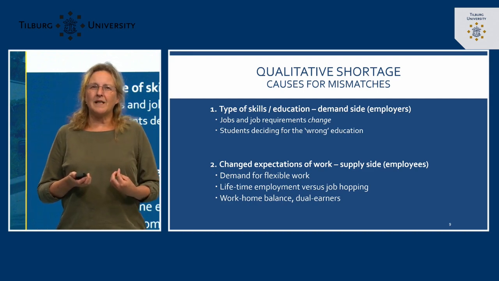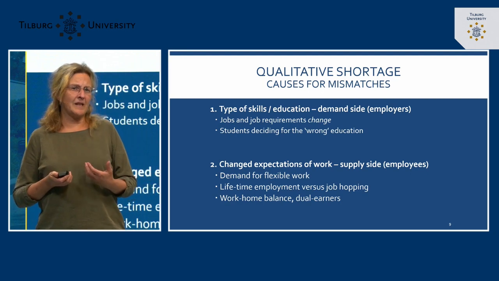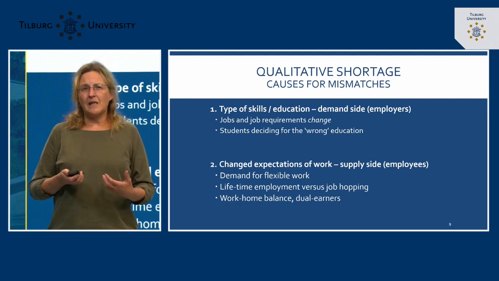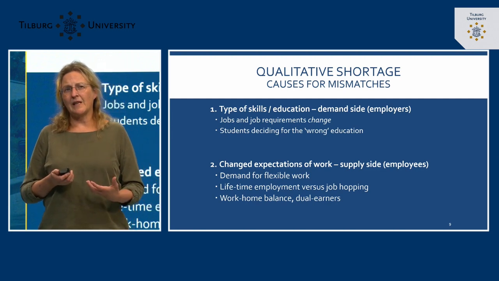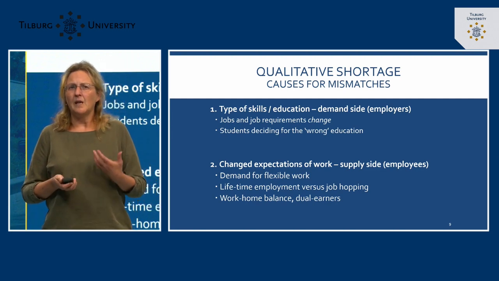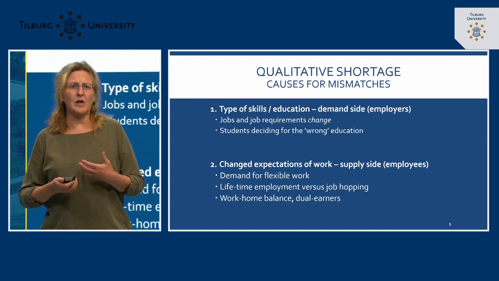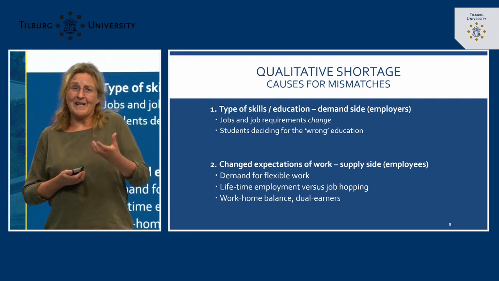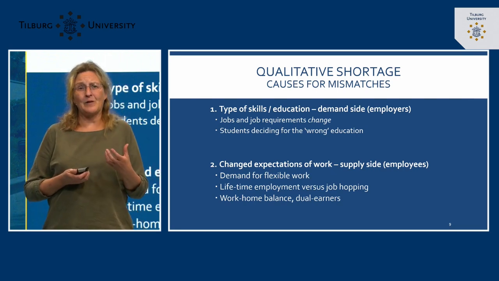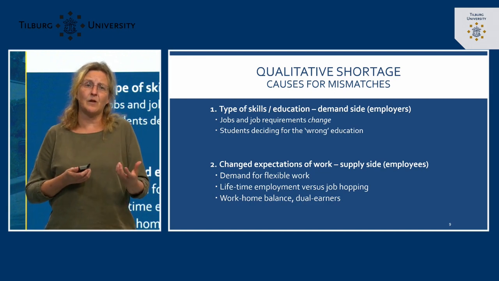The other type of qualitative shortage has to do with the expectations of work, which have changed over the years. And these refer to the supply side. So employees might have the right skills that the companies are looking for, but they are looking for a job closer to home, something that they can combine with their hobby. Maybe they want to do this job, but in an organization that adds something meaningful to society. So there are a lot of reasons why employees may turn down available jobs.